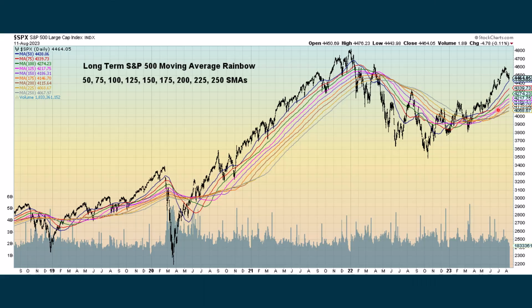We have a long-term rainbow chart going from 50 periods up to 250 periods. We are coming down to the 50-period moving average. We're wondering if that will provide support. So far, these lines are still flowing in an upward direction, suggesting the long-term trend is still positive.